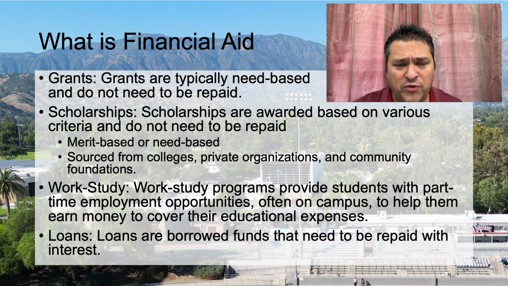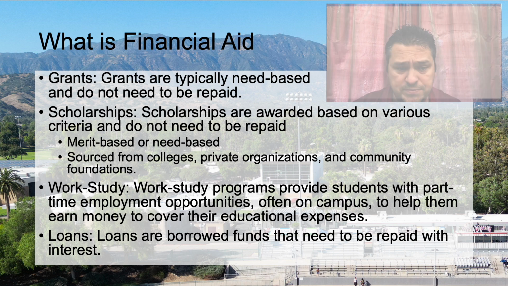Loans are borrowed funds that need to be repaid with interest. They can be obtained from the federal government or private lenders. Federal student loans generally offer more favorable terms and repayment options compared to private loans.